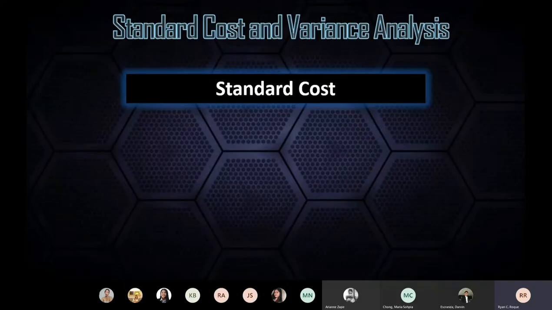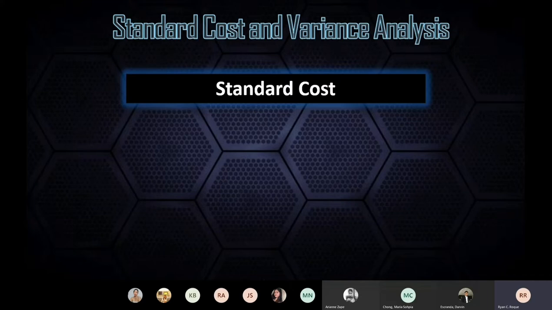Okay? Minsan, naipagpapalit yung term na standard sa budget. Kasi pareha sila na predetermined. So, at the start of the accounting period, nadedetermine na natin yung standard at budget. Pero ano ba yung pagkakamukha at pagkakaiba ng dalawa? Okay. Pareha sila nagiging guide natin in our operation.